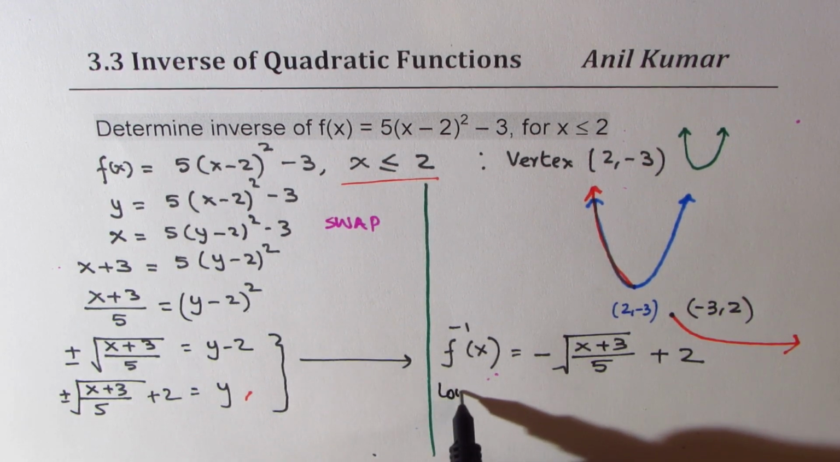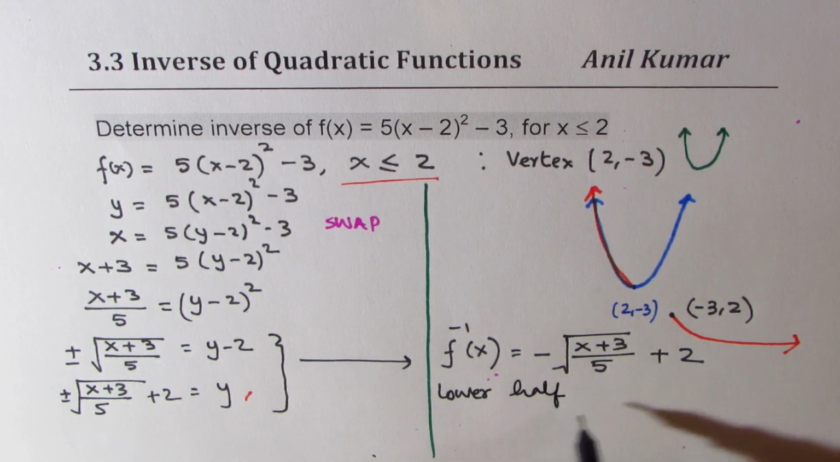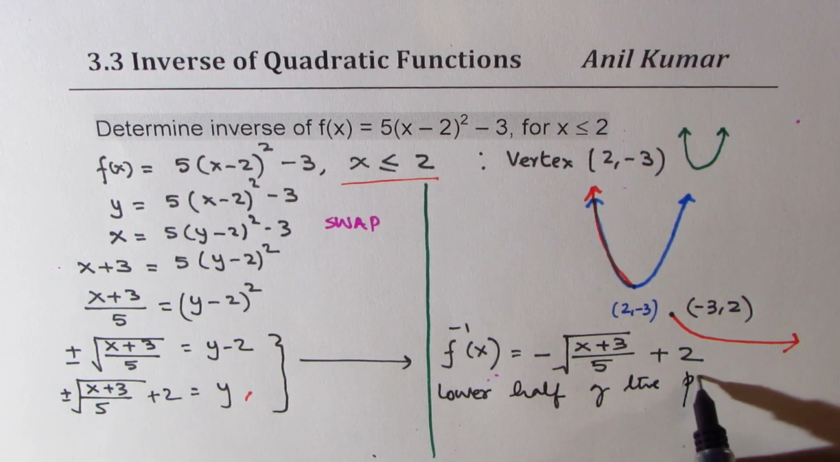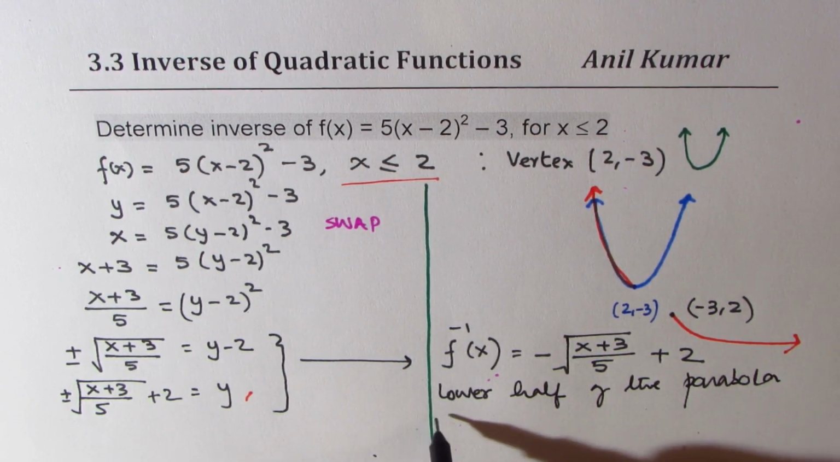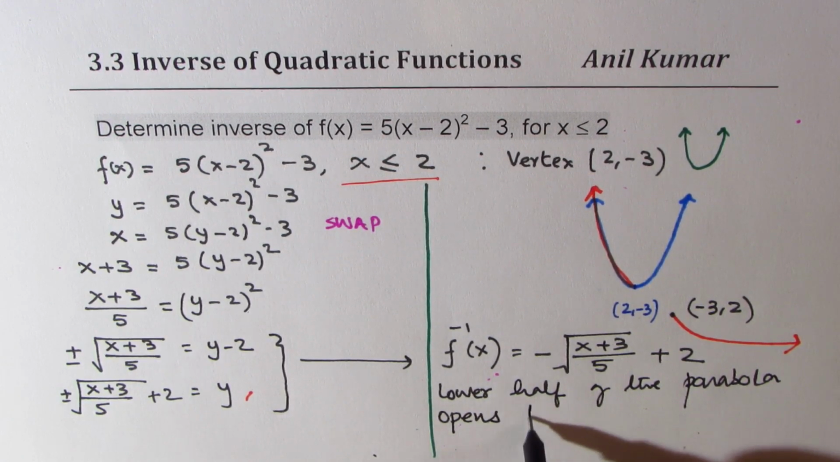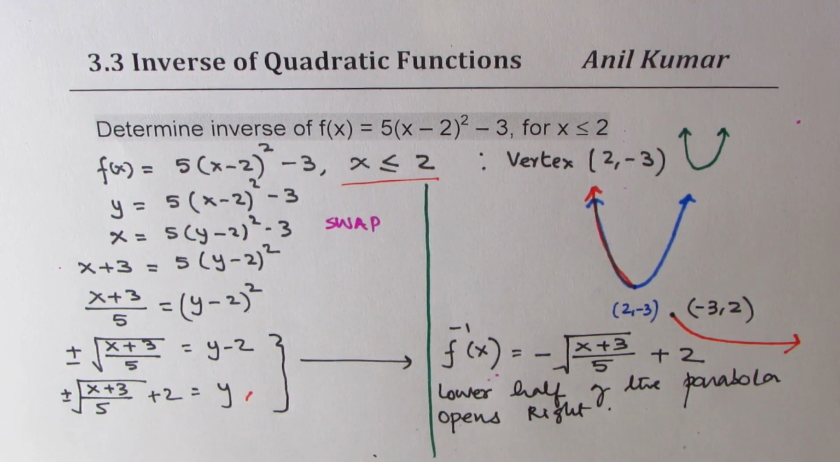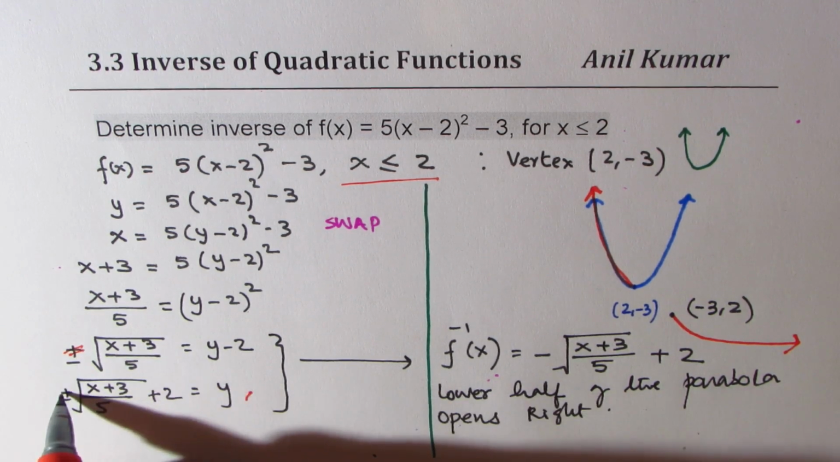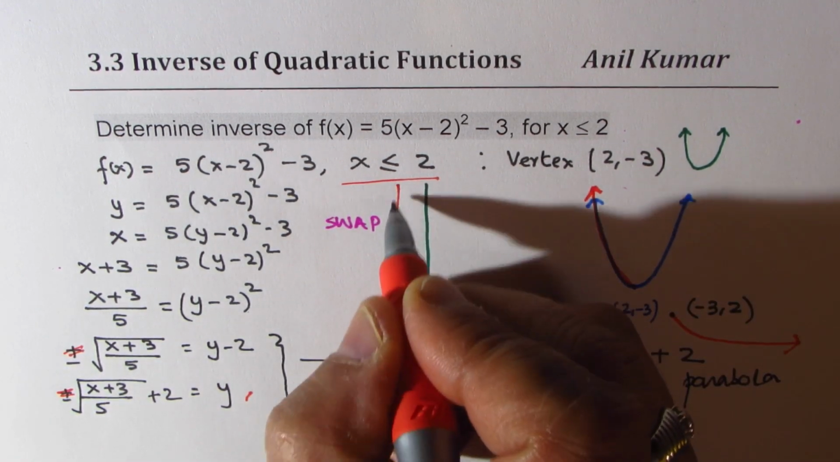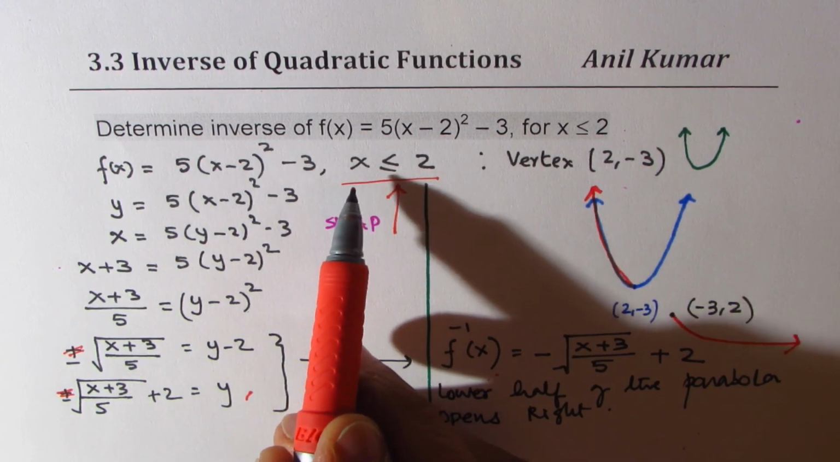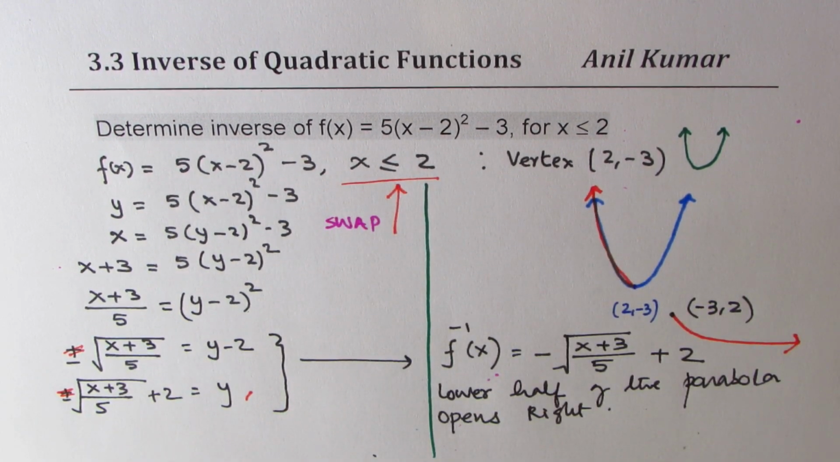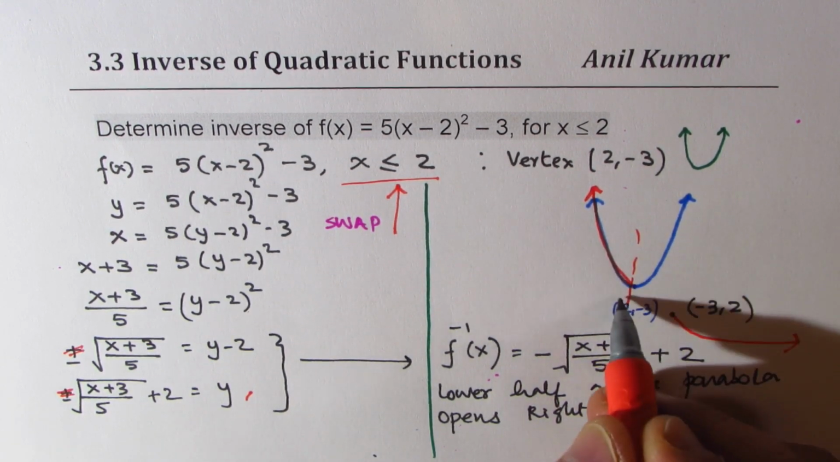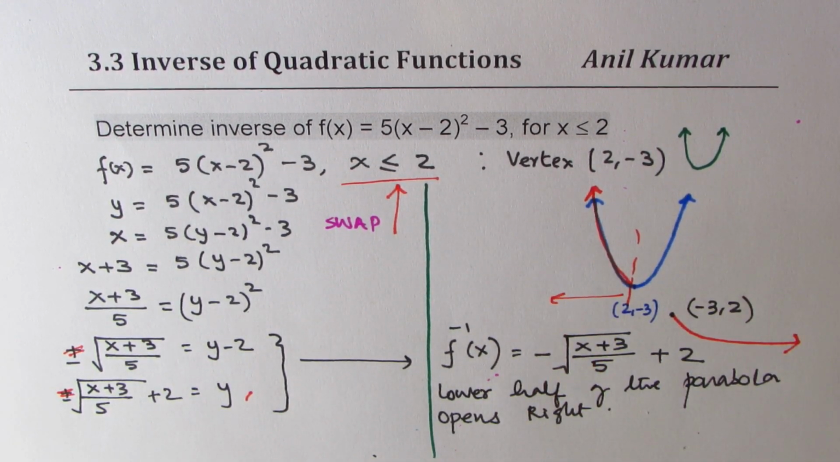Only the right side from this vertex, a parabola opening right, lower part. So it's the lower half of the parabola which opens right, which is the inverse, and that is a function. Do you see that? So that is where we are going to end it. So when you take the square root, in this case, do not take the positive part, only take the negative part, since we are working on a restricted domain where x is less than or equal to 2. That is to say, we are looking into this side of the parabola only. And it passes the horizontal line test.